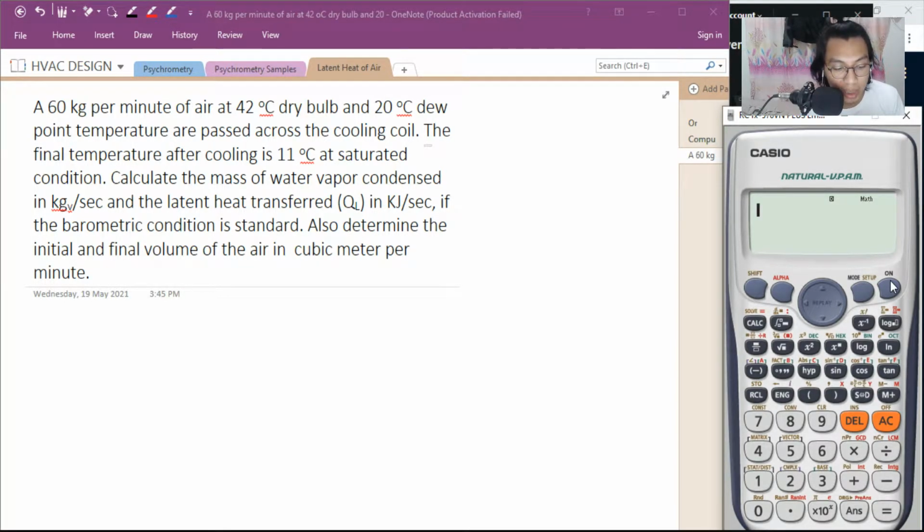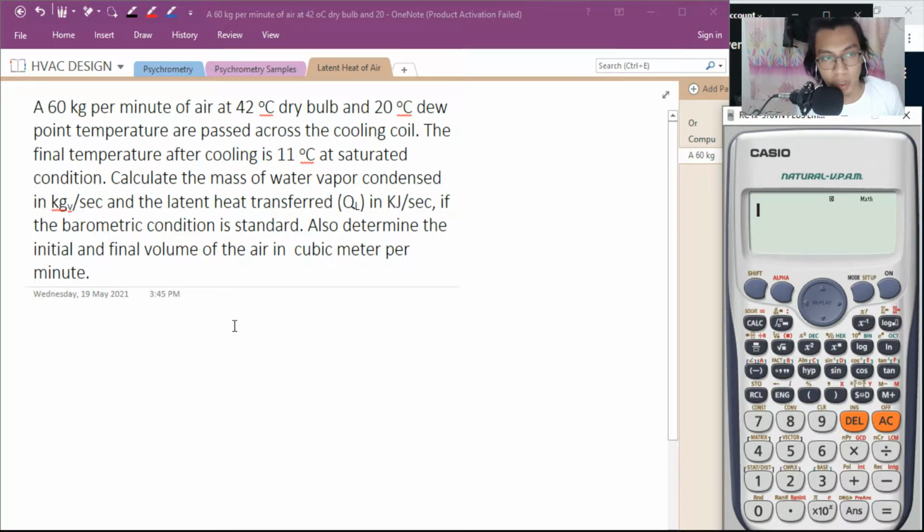Compute the mass of water vapor condensed in kilogram vapor per second and the latent heat transferred, yung QL, in kilojoule per second. Hindi na ginawang kilowatt. If the barometric condition is standard, also determine the initial and final volume of air in cubic meter per minute. So, the best way for you to understand the problem is to draw the entire diagram. Okay, let us go.